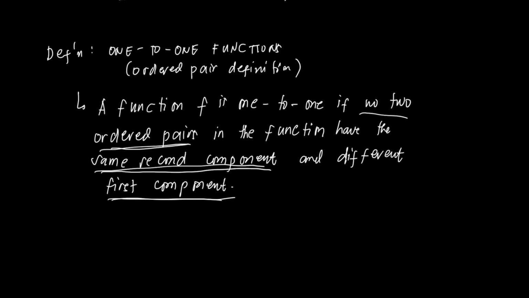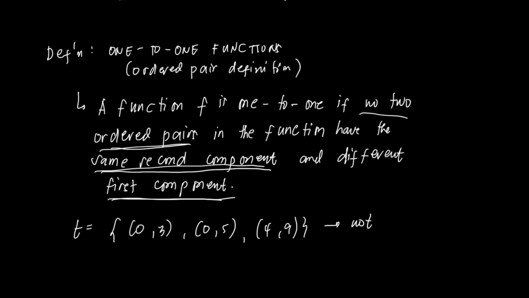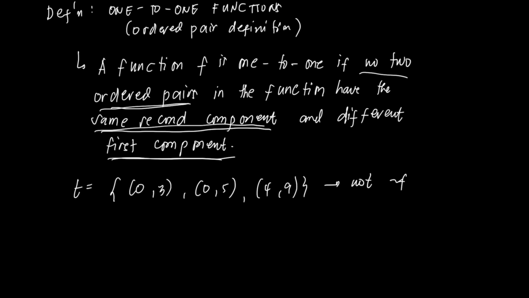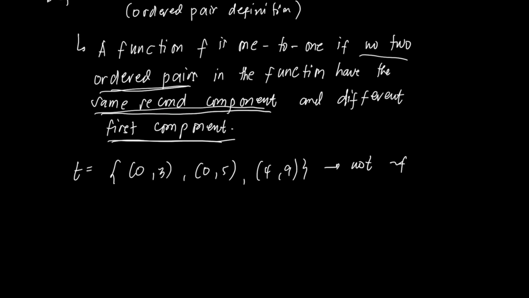So for example, if we have T, which is a set of ordered pairs (0, 3), (0, 5), (4, 9). This one here is not a function. Okay? This is not a function. Why? Because 0 is mapped to 3 and 0 is also mapped to 5.